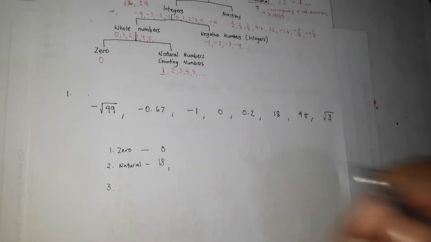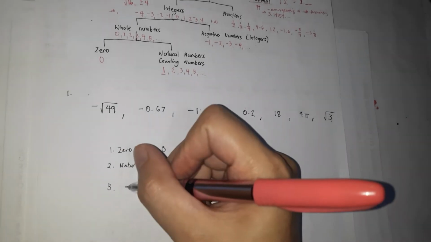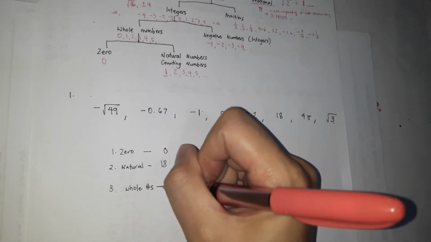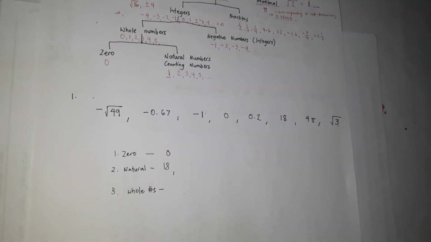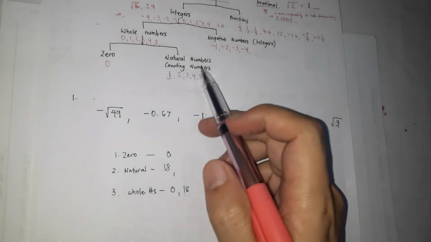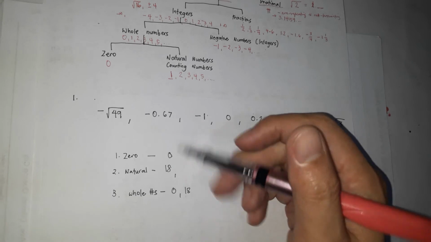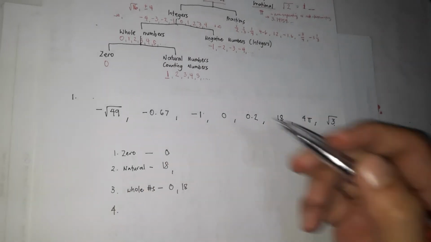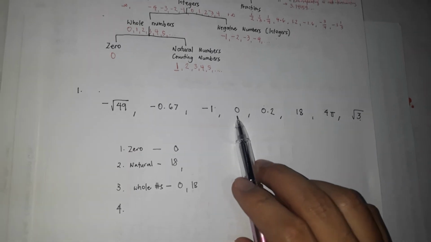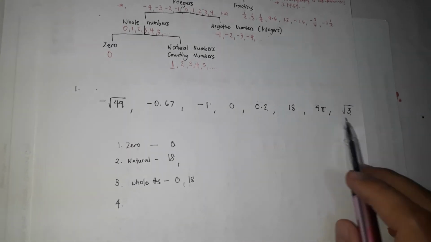Number 3, whole numbers. Which of these are whole numbers? Whole numbers are 0, 1, 2, 3. So these are them, 0 and 18. When you put them together, right? They are the whole numbers. Number 4. This is not a whole number. This is not also a whole number. Not. Yes, not. Yes, not.